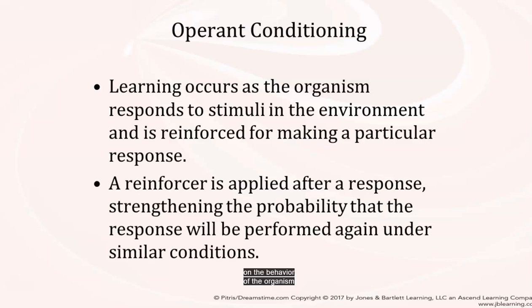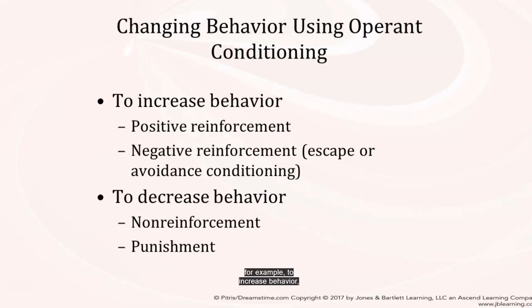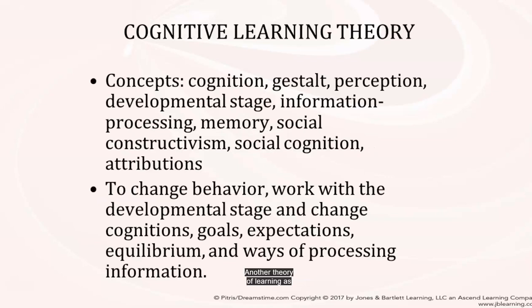Operant conditioning focuses on the behavior the organism exhibits and the reinforcement that occurs after the response. A reinforcer, when applied after response, will make it more likely that the response to that stimuli will occur again. It can be in the form of praise, hugs, money, and prizes, for example. To increase behavior, offer positive reinforcements as mentioned. To decrease a response, such as breaking a bad habit, either non-reinforcement or punishment may be used.